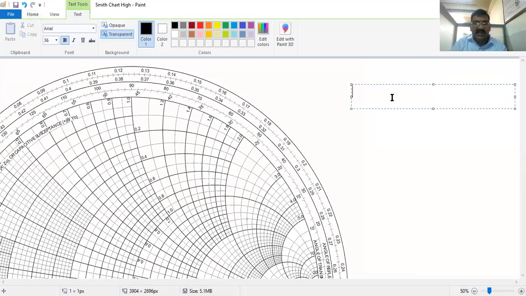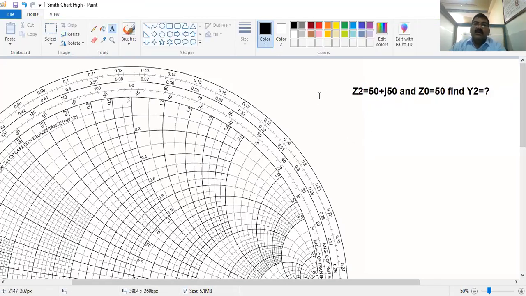Here I'll take a simple example, where I take Z2, the capital Z2. It is very simple. Z2 equals 50 plus j50. And Z0, whether it is given or not given, there is no issue. Find capital Y2. So you have been asked to find capital Y2. This is the numerical.